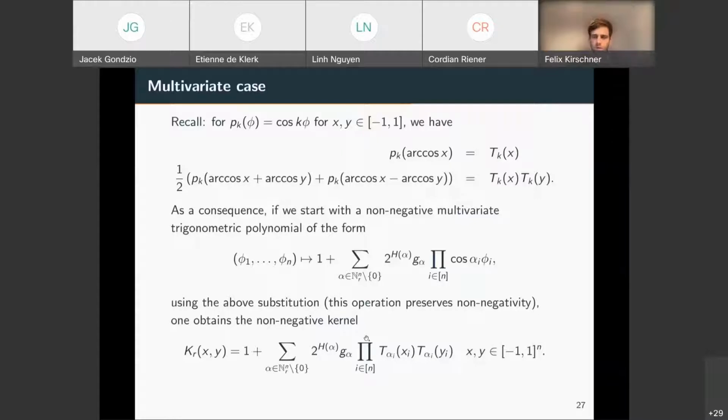Using Positivstellensätze for ordinary polynomials in the standard monomial basis. So the hope is, is there something easier when working with trigonometric polynomials? And the answer is yes.